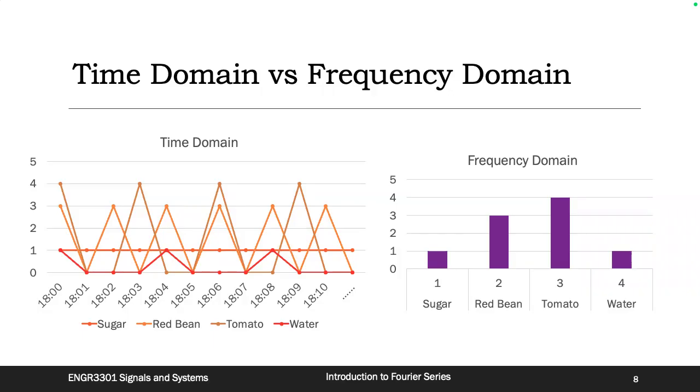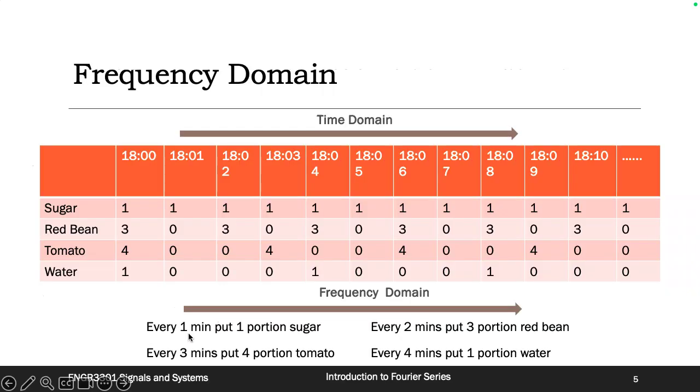If I give you this one: every 1 minute put 1 portion sugar, and every 2 minutes put 3 portions beef. Oh yeah, it's 2, sorry. Every 3 minutes put 4 portions of tomato. Every 4 minutes put 1 portion water. I give you this, you cannot get this soup ready.